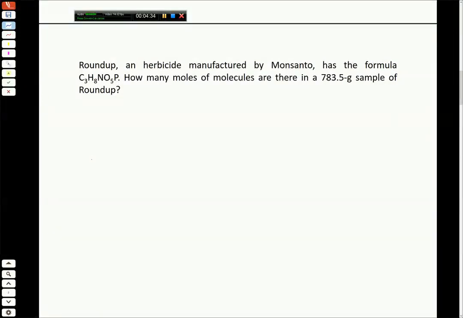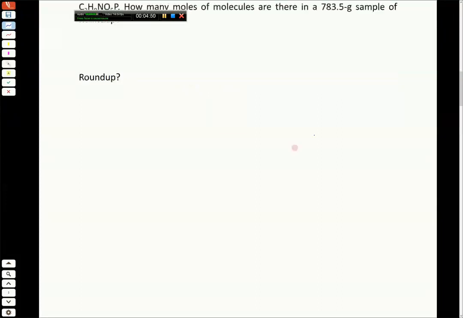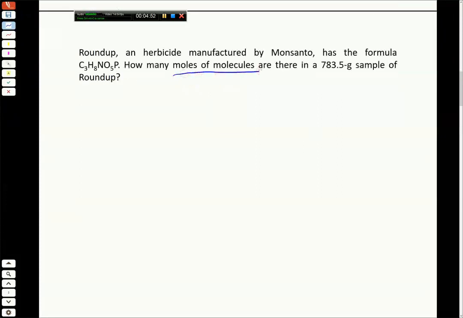So we have Roundup, which many of you probably use in your backyard to control weeds. It has the formula C3H8NO5P. We want to know how many moles of molecules are there in a 783.5 gram sample. Now this terminology here, moles of molecules, is perhaps more verbose than it needs to be. Really this is just asking how many moles are there. Okay?